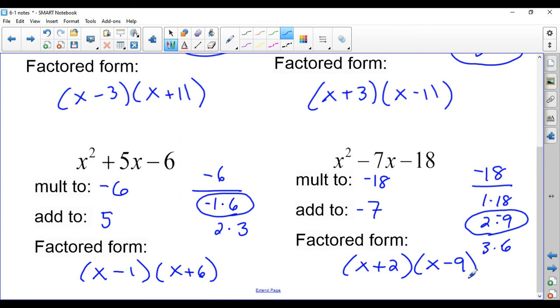In the assignment for today, you're going to start with some problems like what we were doing last week where the constant is positive, and then you're going to do some problems where the constant is negative.